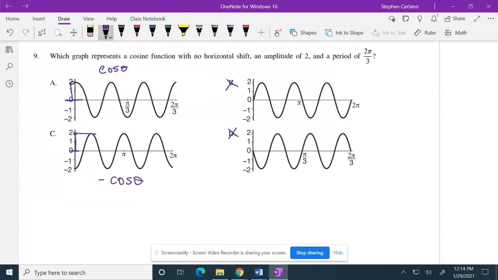It then says that it has a period of 2 pi over 3. This is for one cycle. So on my graph, if I look at just one cycle of the cosine curve, which one seems to have a period of 2 pi over 3? Even though you can't really determine it from C, I know the answer is C because if you look at A, 2 pi over 3 is way over here. That would take 3 cycles to get there. So the period is going to be different than 2 pi over 3 for sure. So by process of elimination, C is your answer.